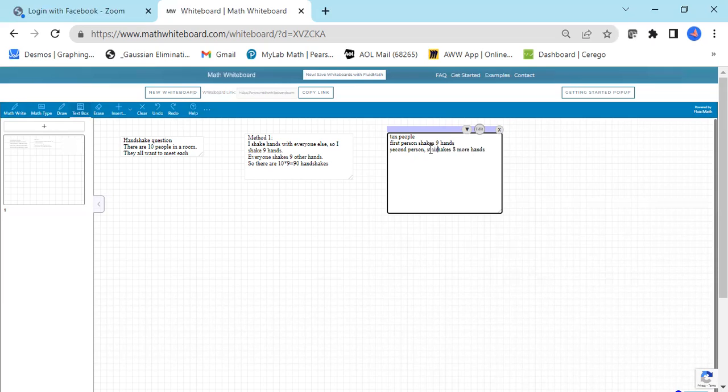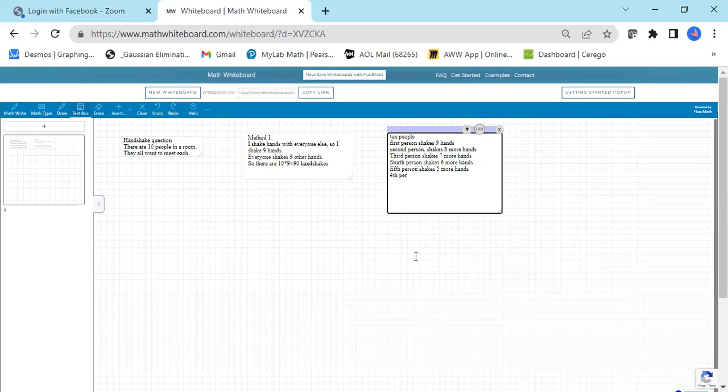And so forth. The third person shakes, well, they've already shaken hands with the first person and the second person. And of course, they don't have to shake with themselves. That's 3 people out, so there's 7 hands. And you may be seeing a pattern here. I'll keep going through it though. Let's see. The fourth person shakes 6 more hands. The fifth person shakes 5 more hands.